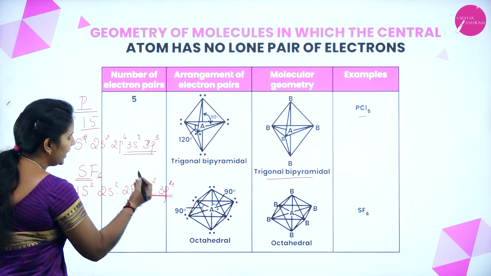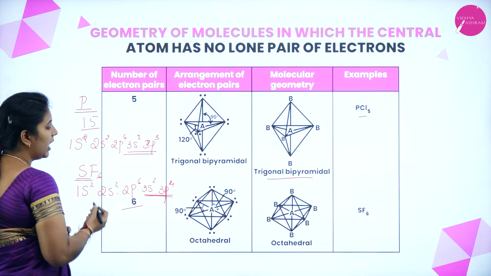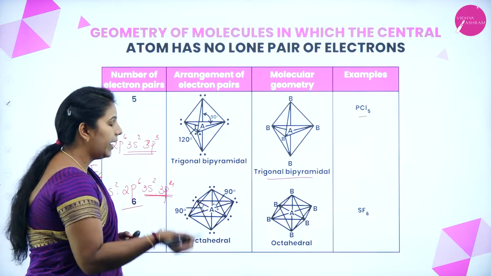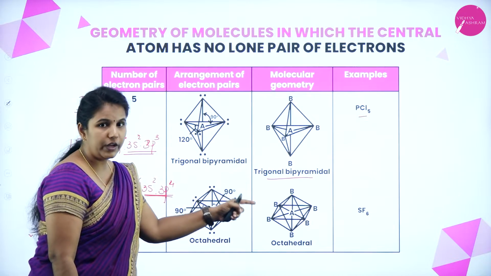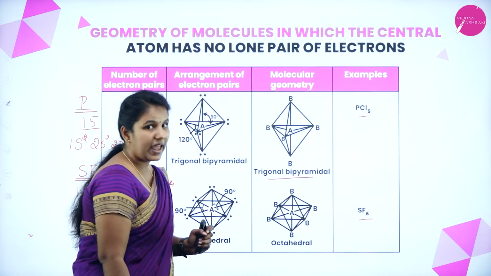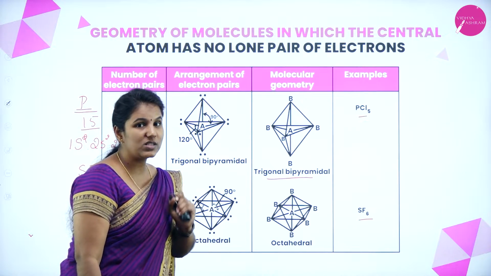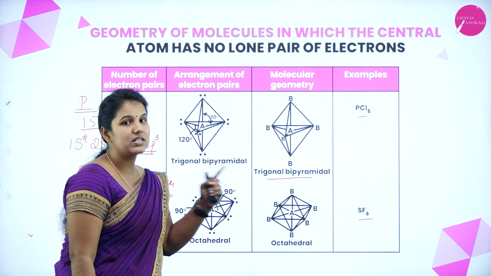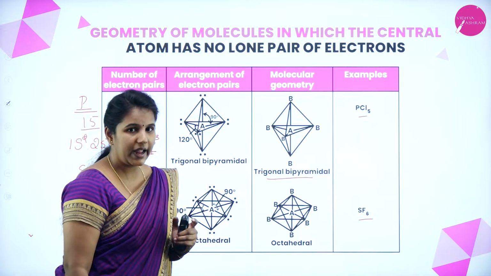6 electrons. These 6 electrons are unpaired. They get paired up by using what? The 6 fluorine atoms, and hence the molecule is SF6, and it shows what? An octahedral structure. It is a regular octahedral structure.